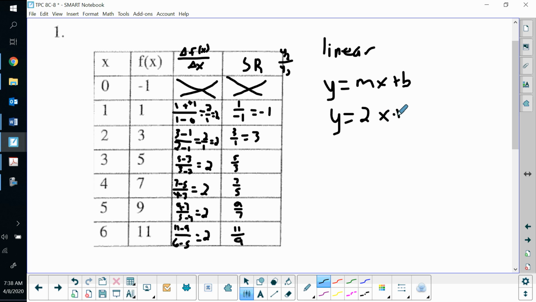And then our b should correspond with when x is equal to 0. Well, when x is equal to 0, we had negative 1. Oops, so this actually won't be a plus. This will be a minus 1. So y equals 2x minus 1 is our equation for this table. Okay, and on these, you have to fill in the table, both columns, to get credit on the homework. Even if you see that these are all 2's and you know it's going to be linear, you've got to do the other column as well.